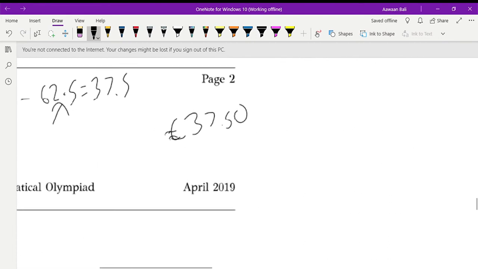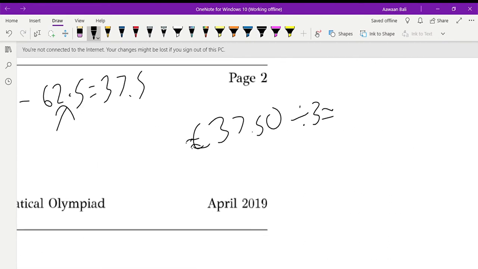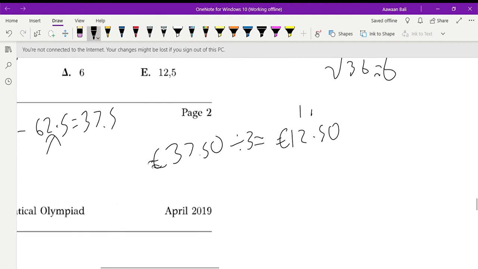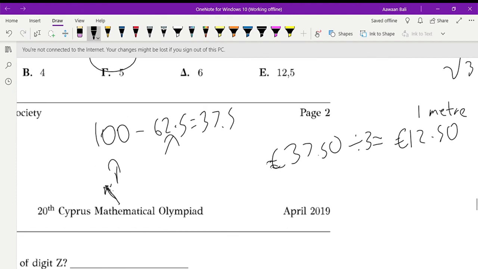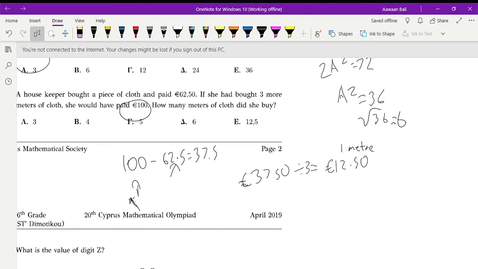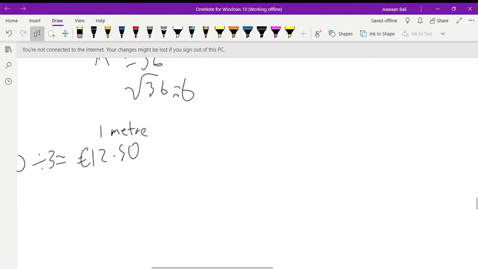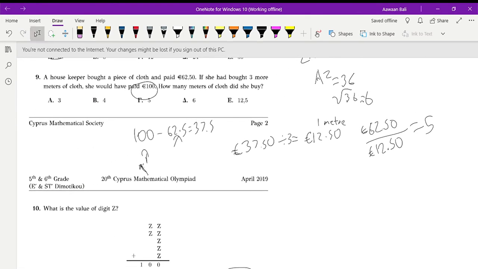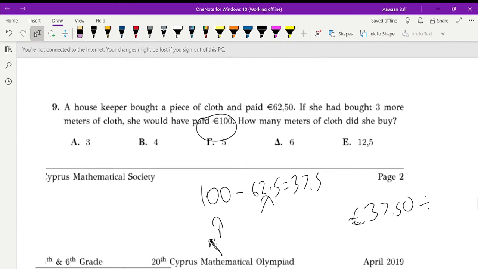So now, if we divide this by 3, €37.50, we get €12.50, which means 1 meter is €12.50. Now, since we know that, what we can do is see how it's divisible into €62.50. So €62.50 divided by €12.50 is equal to 5. So that means the housekeeper bought 5 meters of cloth, meaning that gamma is the answer.